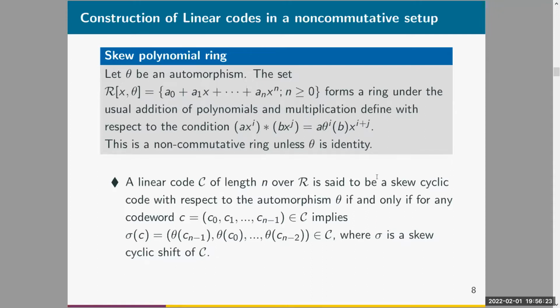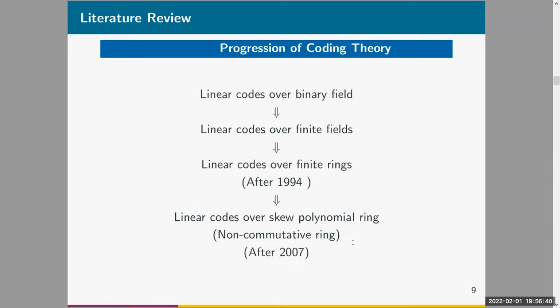A linear code C of length n over R is said to be a cyclic code under this automorphism theta if and only if for any codeword c in C, its cyclic shift is again in C. That is defined as (theta(c_{n-1}), theta(c_0), theta(c_1), ..., theta(c_{n-2})) is again in C.